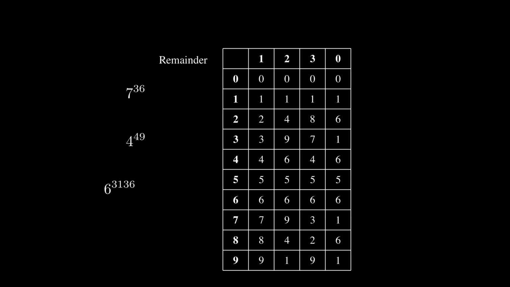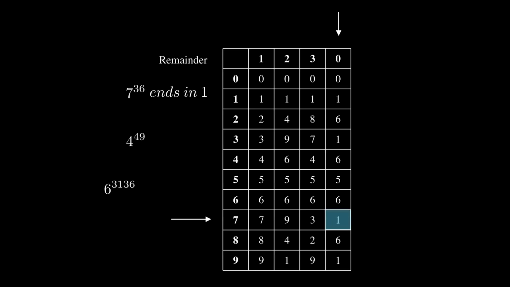Ready? Let's start with the units digit of 7 to the power of 36. We can go to the 7th row, then calculate the column by finding the remainder of 36 divided by 4. That's going to be 0, so we can go to the column marked 0. The intersection of this row and column is 1, so 1 is going to be our answer.